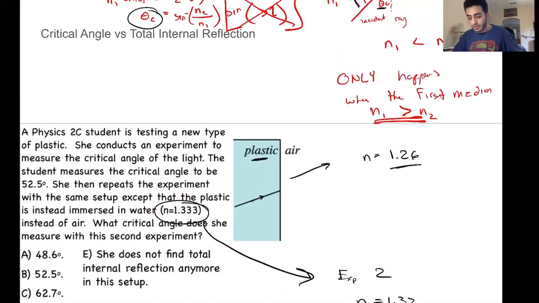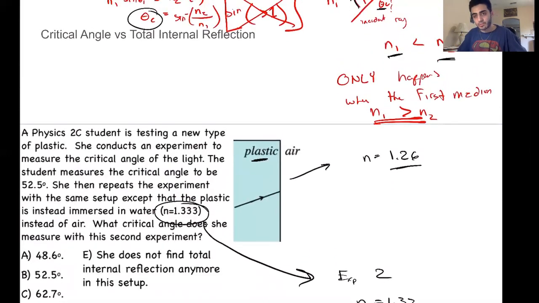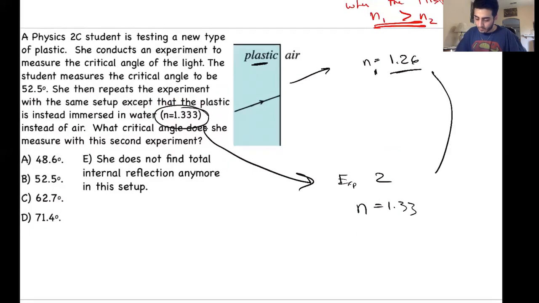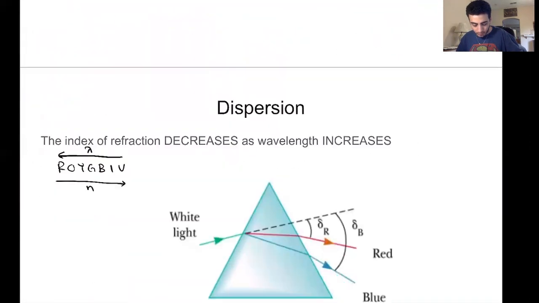Now, what did we just say here? If n1 is less than n2, what happens? There's no total internal reflection. n1 is less than n2. So what do you guys think will happen? Will there be total internal reflection? So I think we can move on from this.